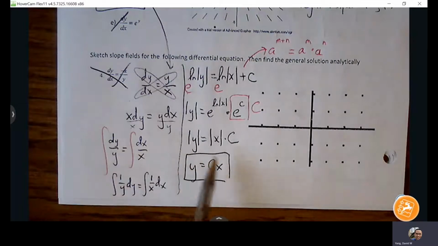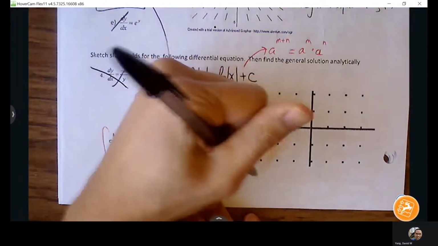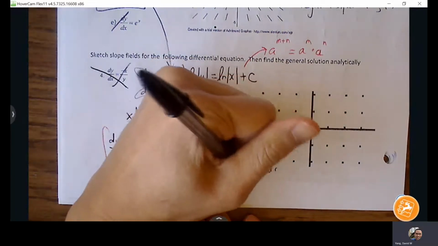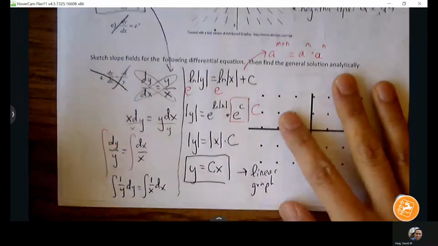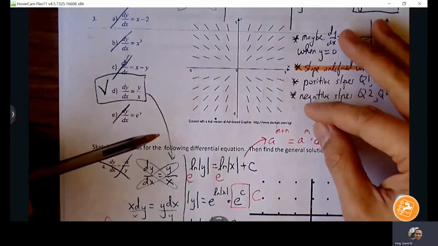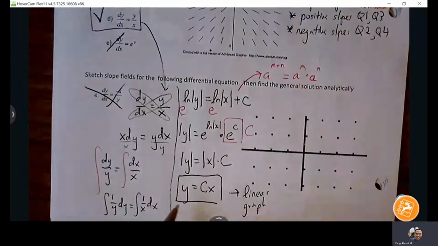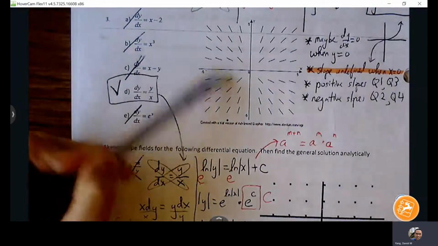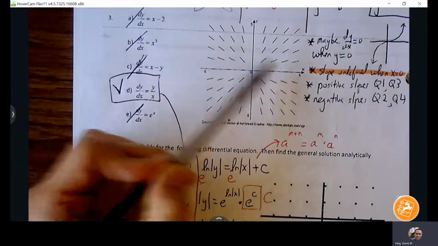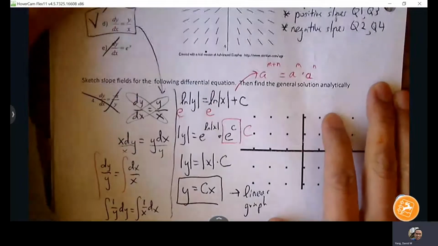Okay, what do you know about y equals cx? What does this look like? It's just a line, right? It's just a linear graph with a lot of different slopes that could be possible, right? c could be negative 2, it could be 1/2, it could be 8, it could be 12. So do you see a bunch of lines here with all different slopes? Yes. Okay, so the solution matches with the picture that we see in front of us, right? We see all these line segments, they all have different slopes, and that's consistent with y equals cx.